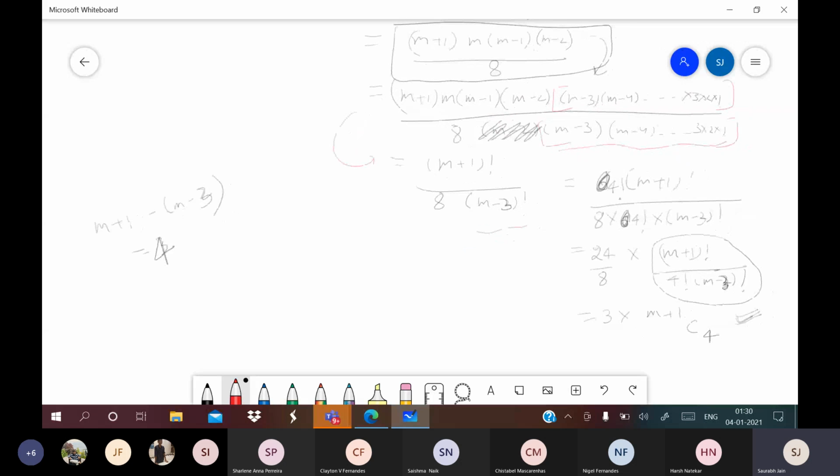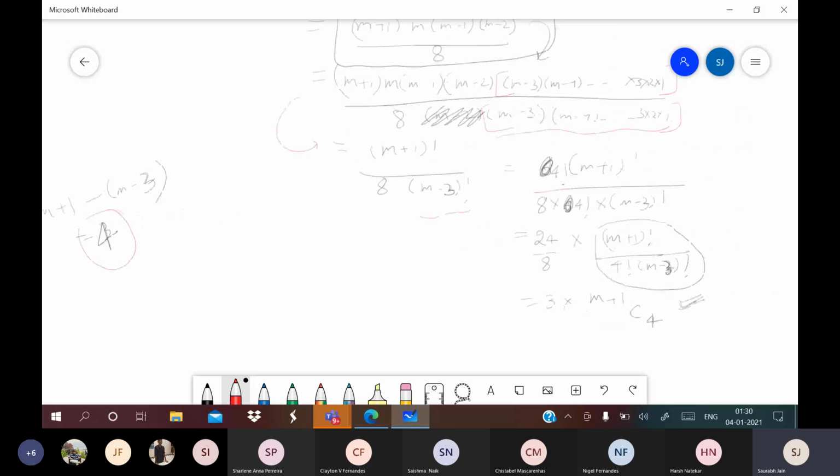Difference of m plus 1 and m minus 3. It came out to be 4. So this is 4. I multiplied and divided by 4 factorial. Then this 4 factorial upon 8 comes out to be 3. And the remaining part, I changed it in terms of nCr, and it came out to be m plus 1 C4. You may be thinking that the difference is 4, so you should have multiplied and divided by 4.